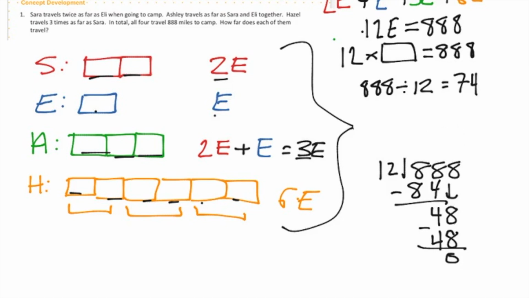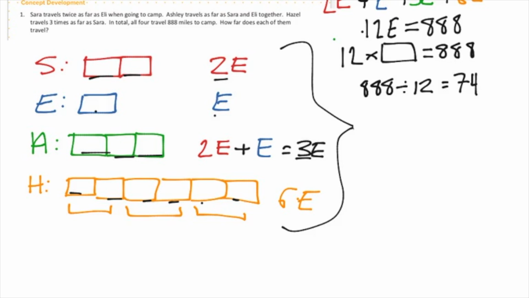74 is our answer. What does that 74 mean? 74 tells us what that E is, right? 74 would have gone right here, 74, which was our E, which we bring it all the way back over here, it was this number, 74. Okay, so we know that Ellie traveled 74 miles.